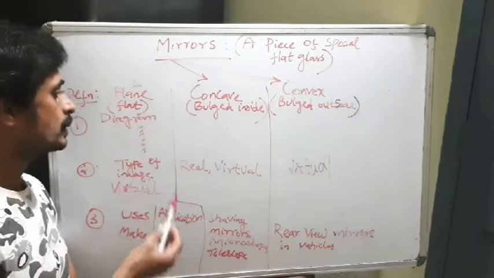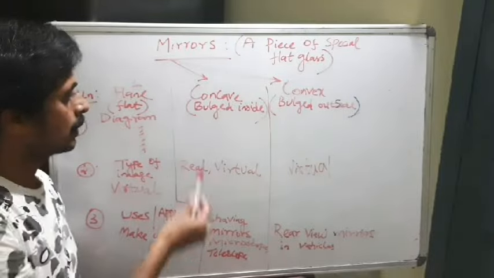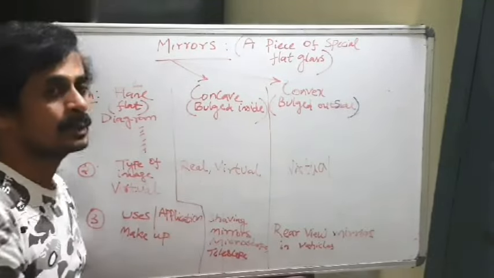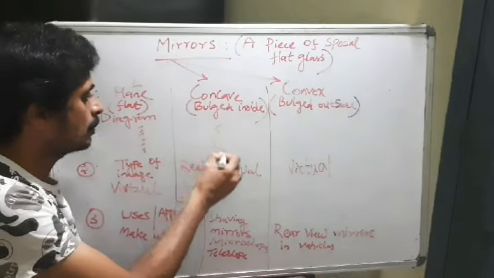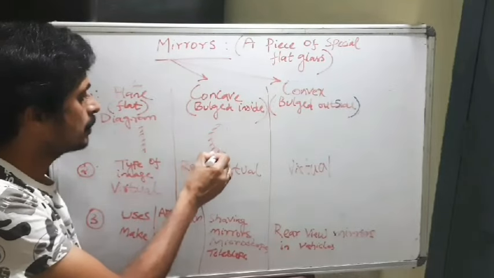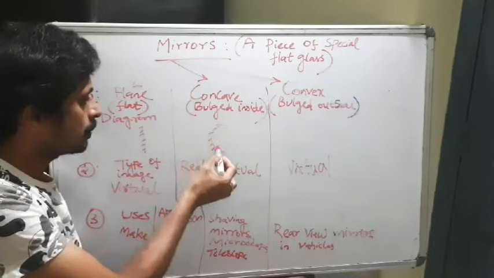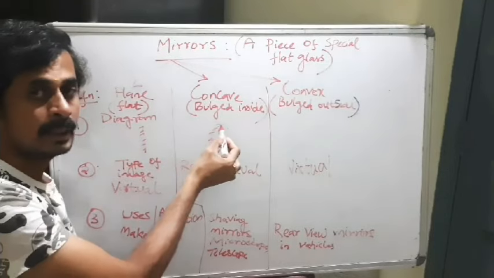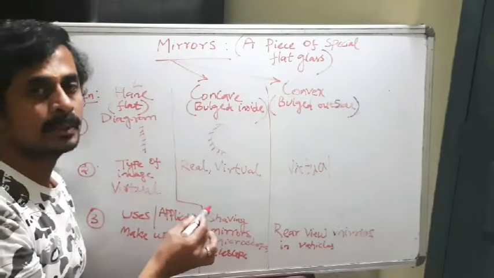And concave mirror, the name says concave. Cave means bulged inside. Let me draw the diagram. So bulged inside. This is the shaded portion, it is the polished one, and this inner part is having a cave part, and so the name is concave mirror.